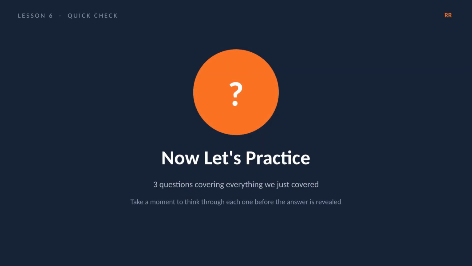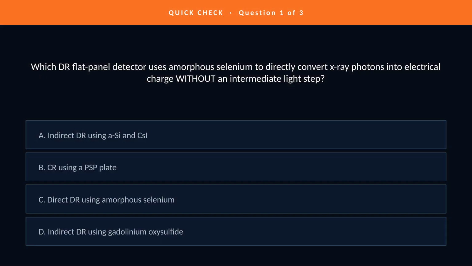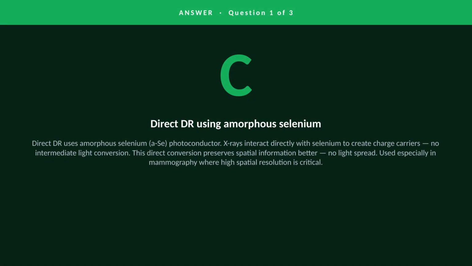3 digital imaging questions in the ARRT style. The answer is C, direct DR using amorphous selenium. Direct DR uses an amorphous selenium photoconductor. X-rays interact directly with the selenium layer to create charge carriers, no intermediate light conversion.